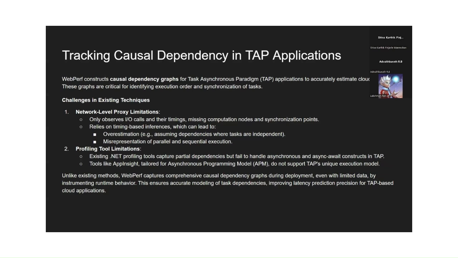Another problem is profiling tool limitation. Tools can be application-inside, designed for older programming models like APM. They don't support TAP's unique execution style with async and await. Even modern .NET profiling tools capture only partial dependencies and miss critical async behaviors.